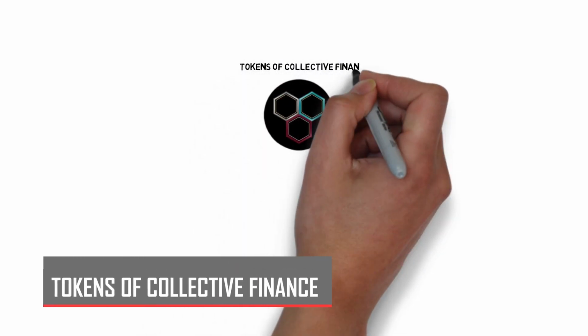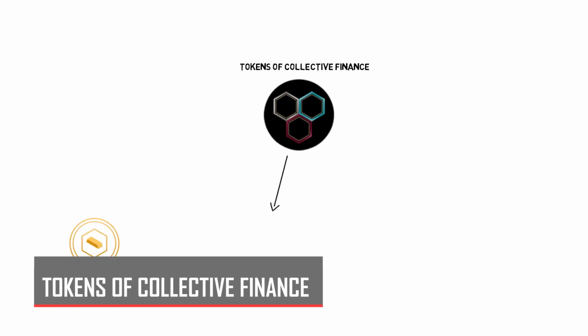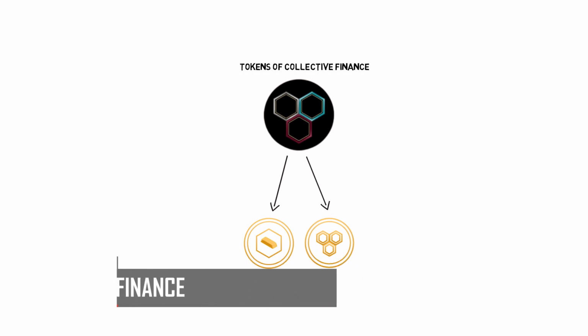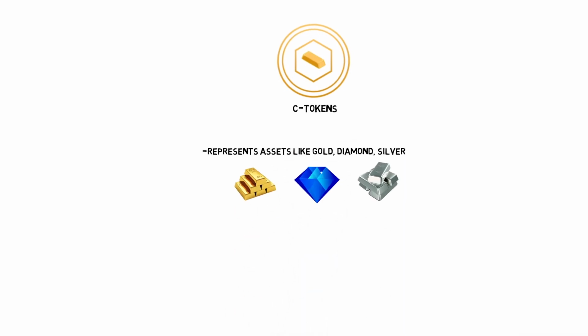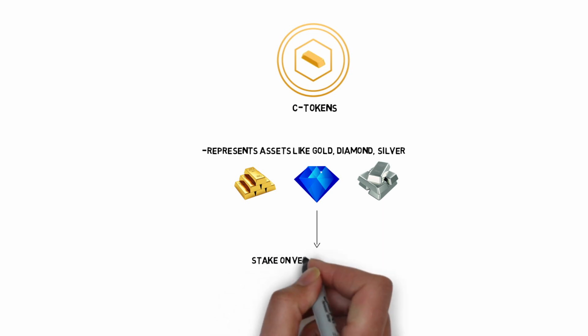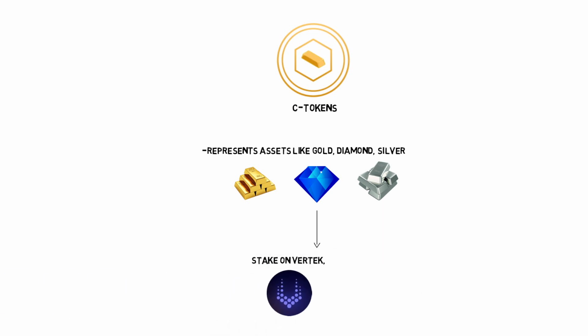Now that you know what's collective finance and what they do, let's talk about their tokens. Collective finance has two tokens. The first one is the C tokens and the second one is the CLF token. C tokens represent the real world assets like gold, diamonds, silver, etc. You can buy and hold these C tokens, which can then be staked on the associated dexes like Vertex, RBDEX to earn an additional yield. We'll talk about this a bit later into this video, so make sure you stick till the end.